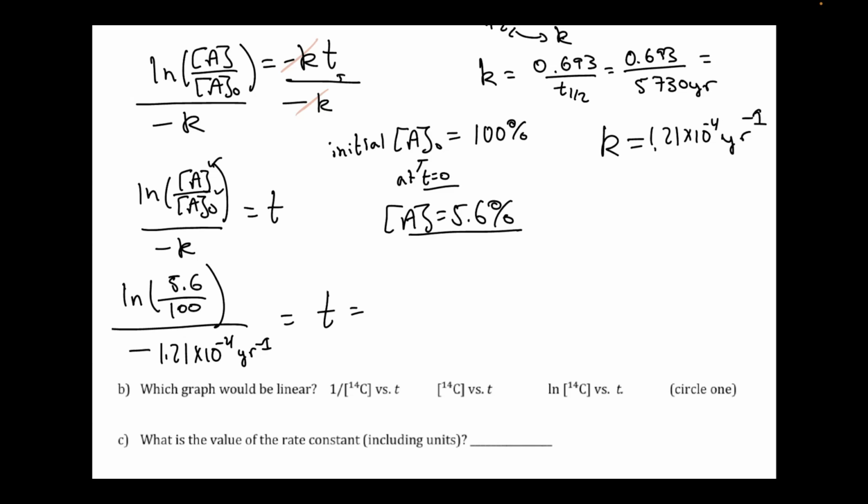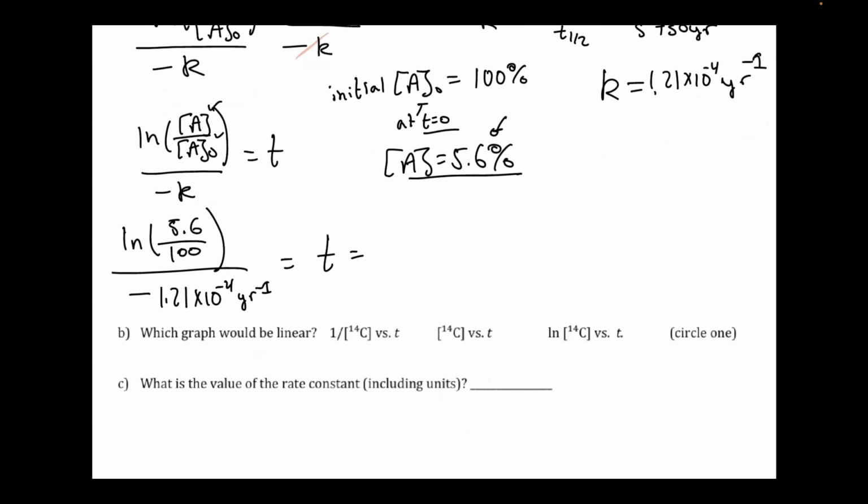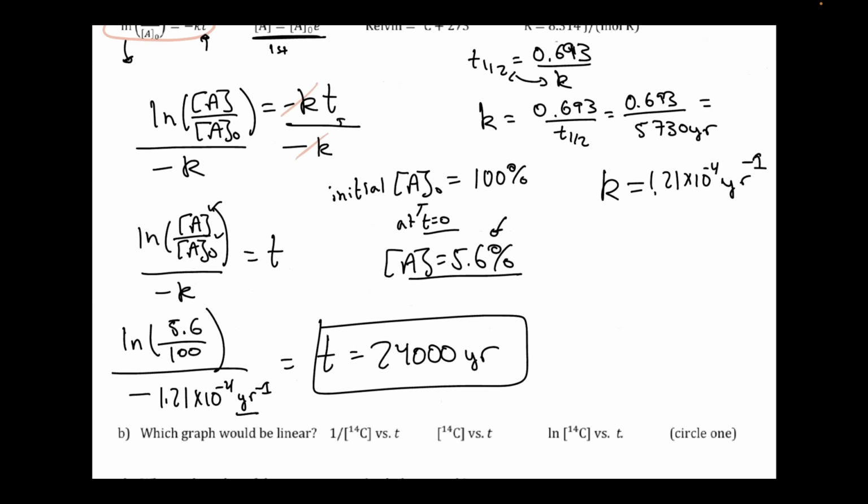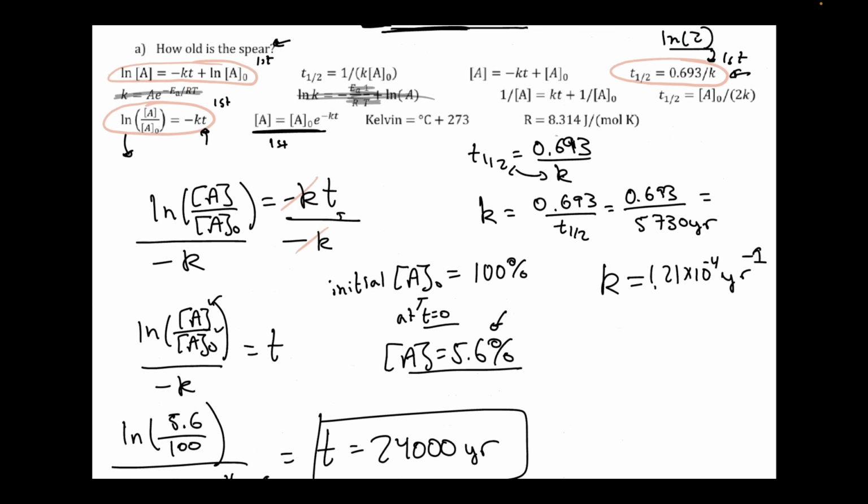When I get that and I round it to just 2 sig figs, since we only have 2 sig figs here, I get 24,000 years. Again, years to the minus first is on the bottom here, so that brings years up to the top. Time is always going to be in units of years. So a nice example there using all the different types of equations that we have to use, a half-life and an integrated rate law together.